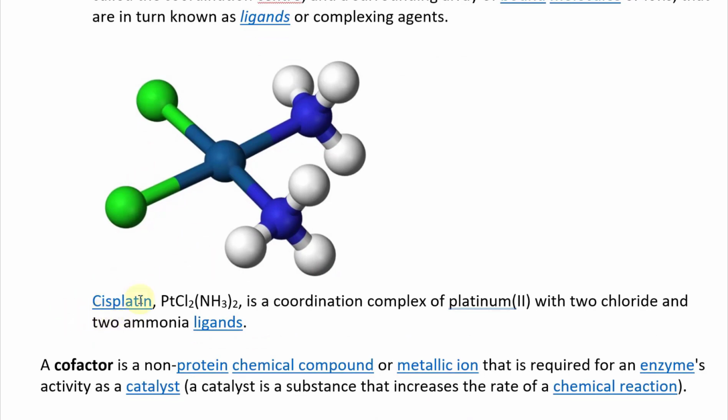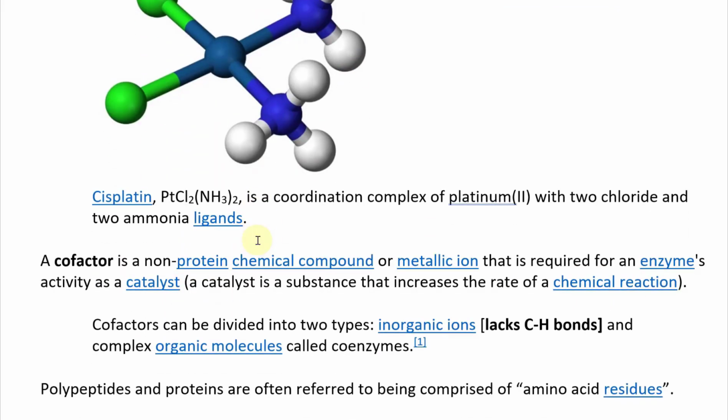In this case, cisplatin, PtCl2(NH3)2, is a coordination complex of platinum(II) with two chloride and two ammonia ligands. So yes, you have two chlorides, assume these ones are it, and then you have ammonia ligands over here.